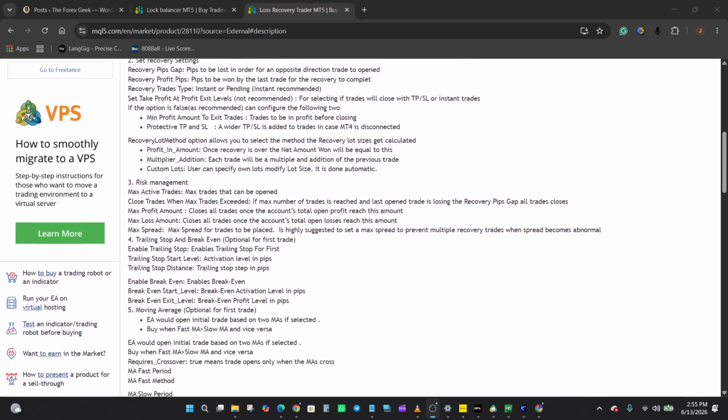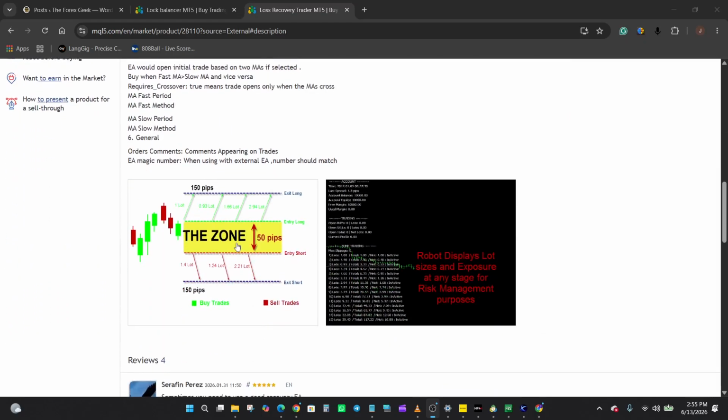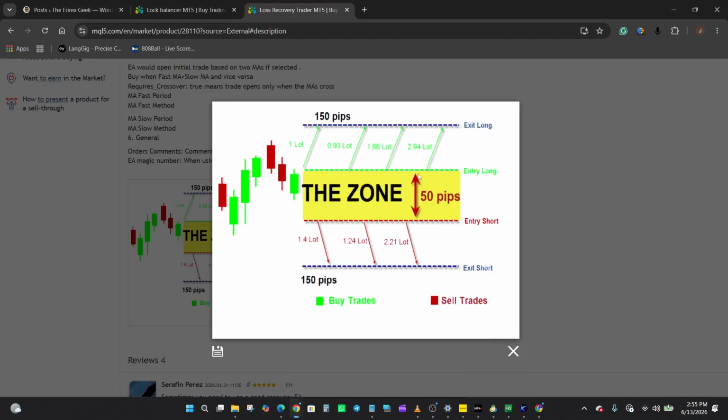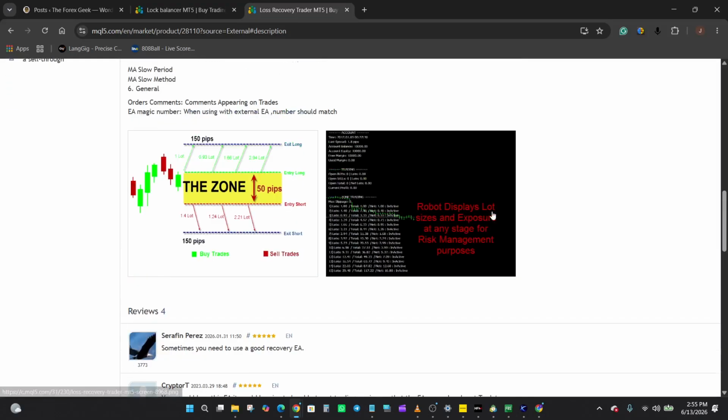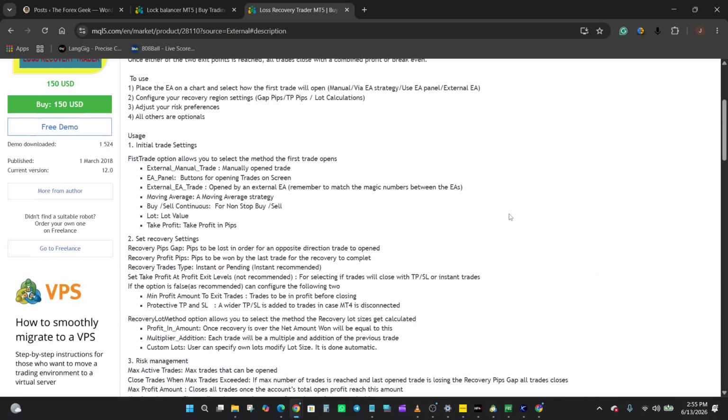Now, let's move over to the backtesting section. Let us see the provided information here. This is showing us zone 150 pips here, 150 pips here, buy trade, sell trade. This also shows us the robot displays lot sizes and exposure at any stage for risk management purposes. We don't exactly have a detailed backtesting report provided here.